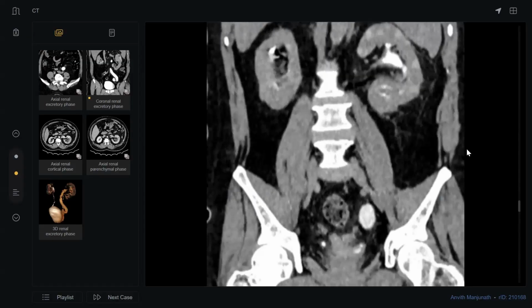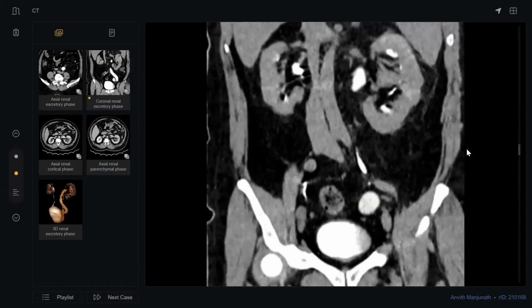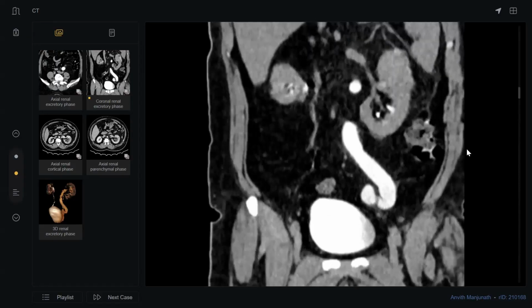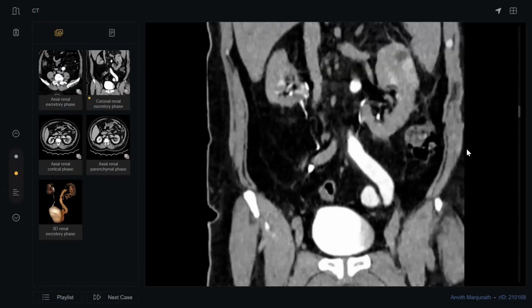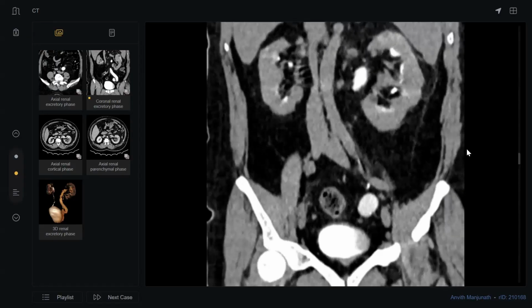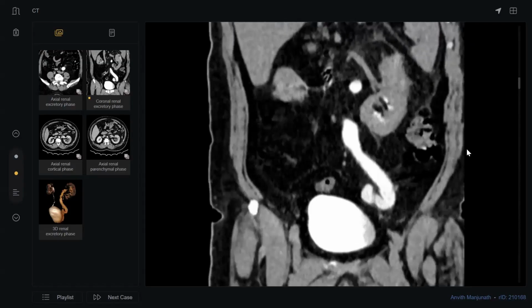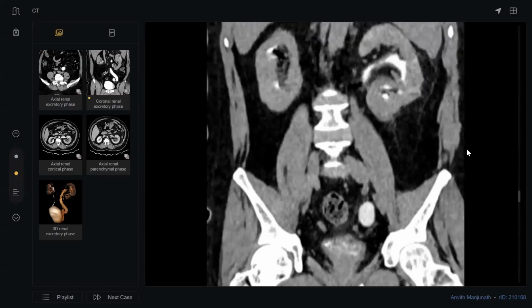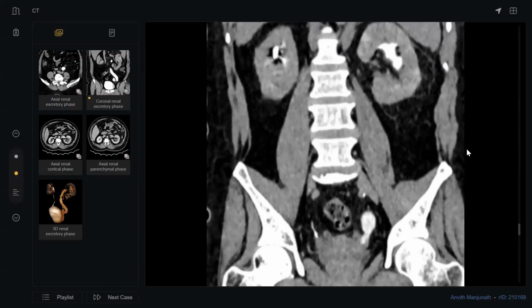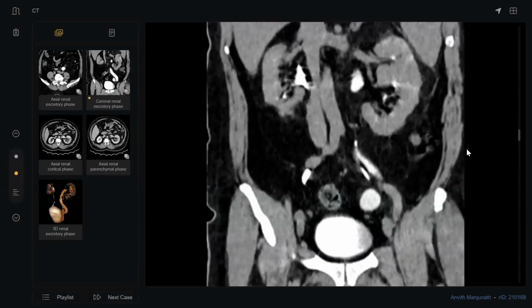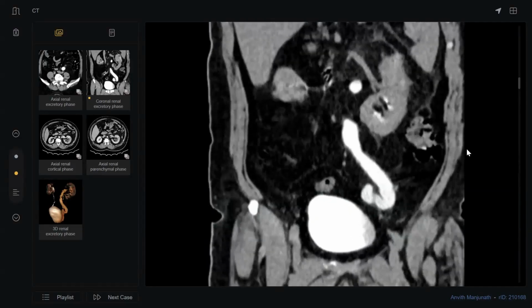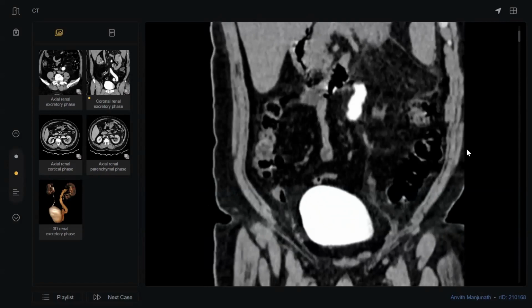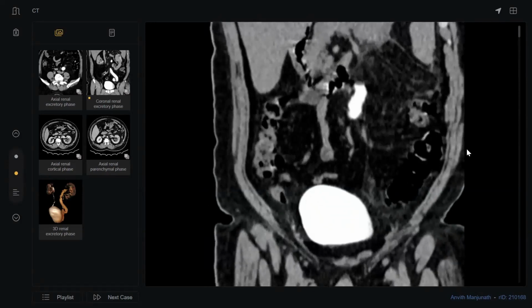So I'm trying to look whether there is a duplex collecting system on the right as well. Yes, I think there is, there is a duplex collecting system on the right. In the right or in the left? There is a duplex collecting system on the left with obstruction in the upper moiety. In the coronal images, I am not very sure whether there was duplex. I'd like to confirm it on axial.